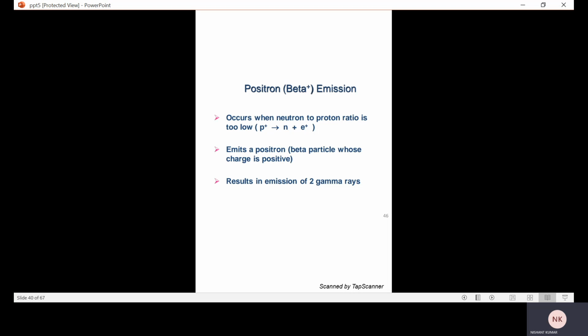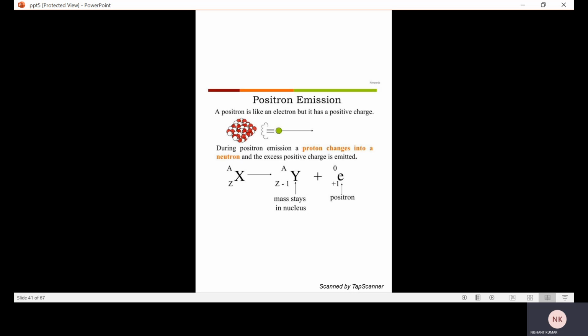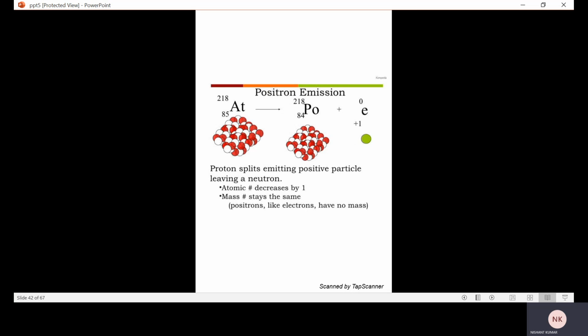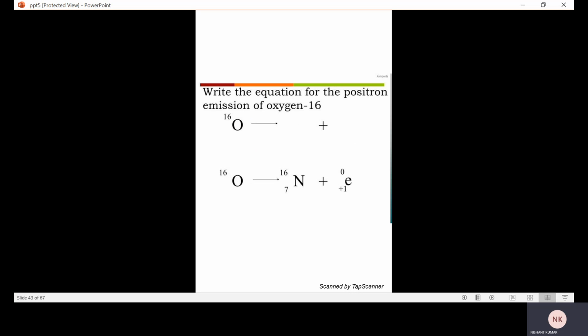Positron emission. The positron is a beta particle having a charge of plus 1. This phenomenon occurs when the neutron to proton ratio is very low. This is a related problem about positron emission.